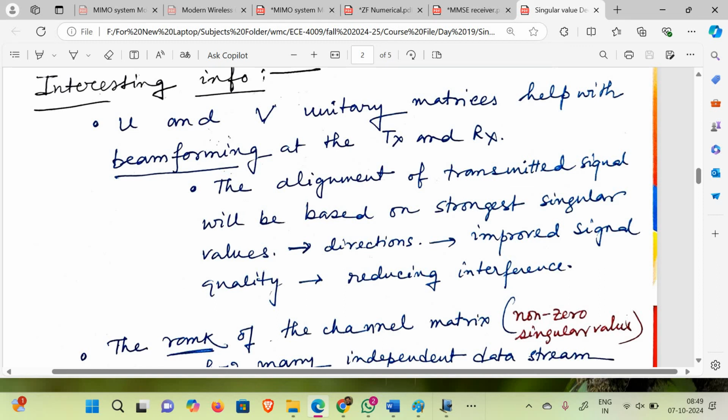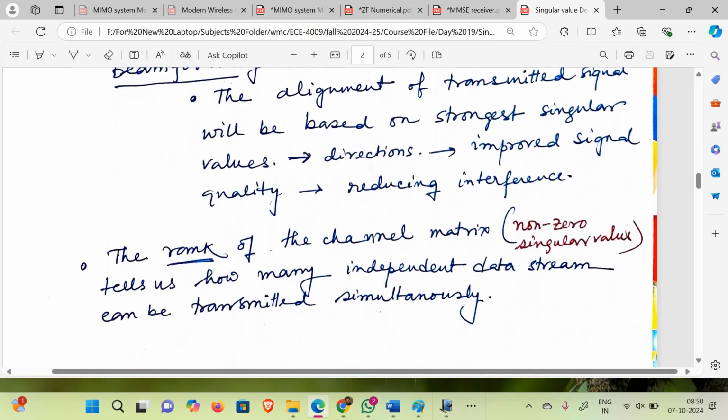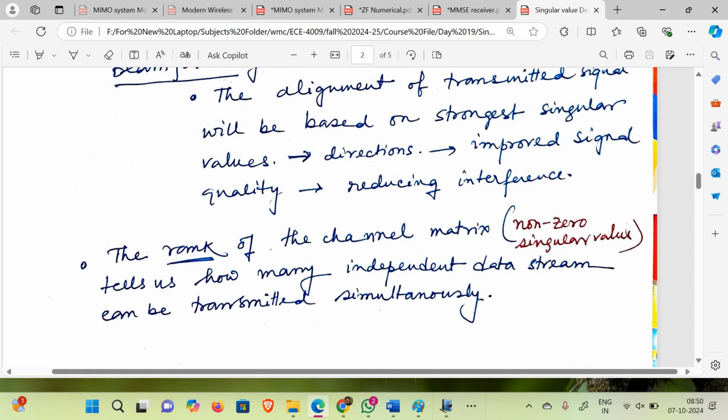So you have a channel matrix, for a multipath scenario, and you decompose it into U, V and the sigma part. If you get those values, the higher the values, the better the alignment, and that will give you the direction. That is the information you are extracting out of it. Similarly, it improves signal quality and reduces interference. So that is one piece of information.